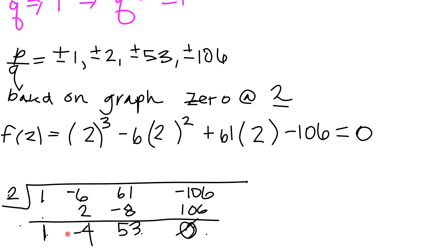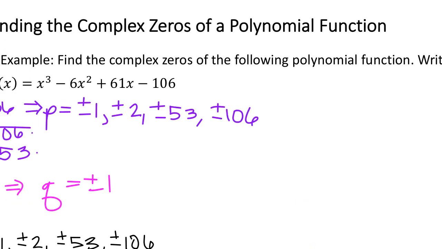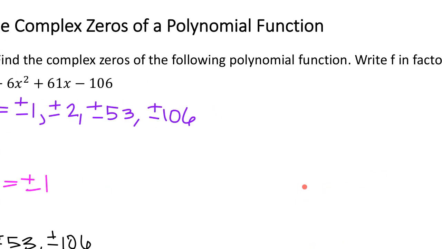And now we know from this that our next factor in trinomial form will be x squared minus 4x plus 53. And we can then write our equation up above. It's been factored some, so we've now simplified it a little bit.